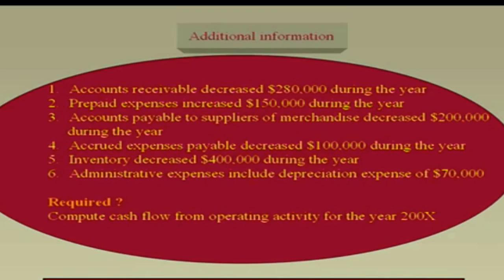Here's some additional information. You have an income statement. It looks positive. Everything looks hunky-dory. Now, you look at the balance sheet, and this is what you find. Accounts receivable decreased $280,000 during the year. Prepaid expenses increased $150,000 during the year. Accounts payable decreased $200,000 during the year. Accrued expenses payable decreased $100,000 during the year. Inventory decreased $400,000 during the year. And there was a depreciation expense of $70,000 required. Compute the cash flow from operating activity for the year 2000X.